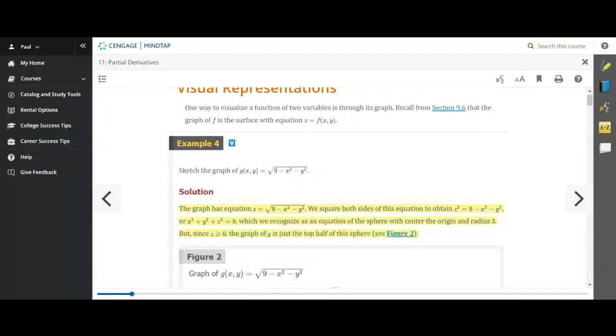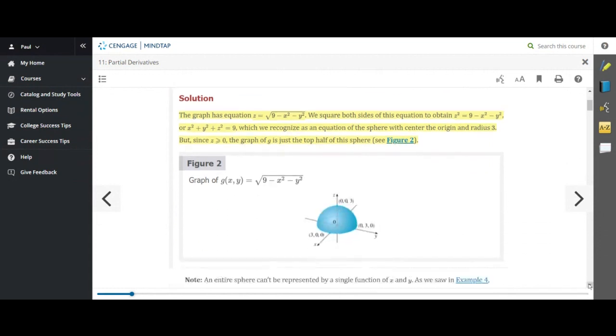If you square both sides, you get z squared equals 9 minus x squared minus y squared, or x squared plus y squared plus z squared equals 9. That is an equation of a sphere with center at the origin and radius 3. But since you have a positive square root, z has to be greater than 0. And so g is just the top half of this sphere. Okay, so this is a picture of this function g. Are there any questions on that?